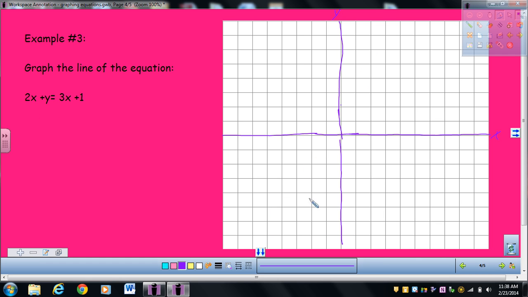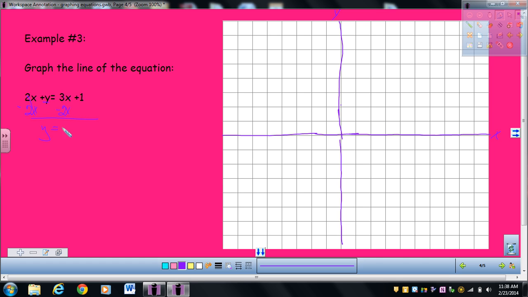Okay, our next example is going to be graph the line of the equation 2x plus y equals 3x plus 1. This is not in y equals mx plus b form, so I need to get that y alone right there. So I'm going to subtract 2x from both sides. Those cancel out. I have y on that side. These are like terms because they've got that variable of x attached. So I can go ahead and combine them.